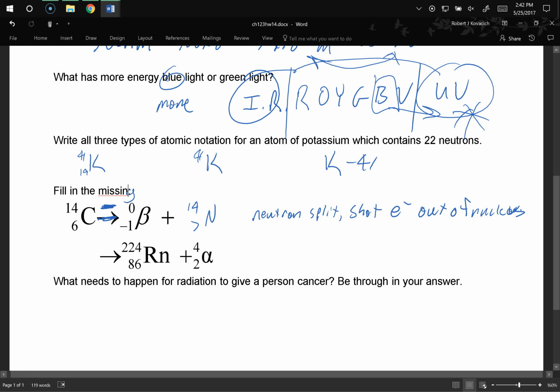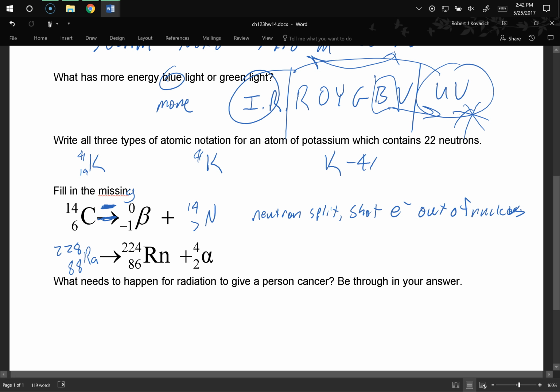Okay, the next one, the numerator, or the superscript. What should he write there for the superscript? 228. And then the subscript? 88. And then what's that? Radium? Okay with that?